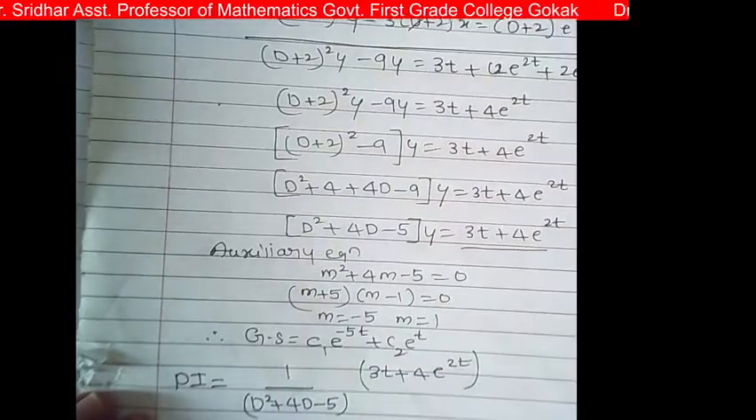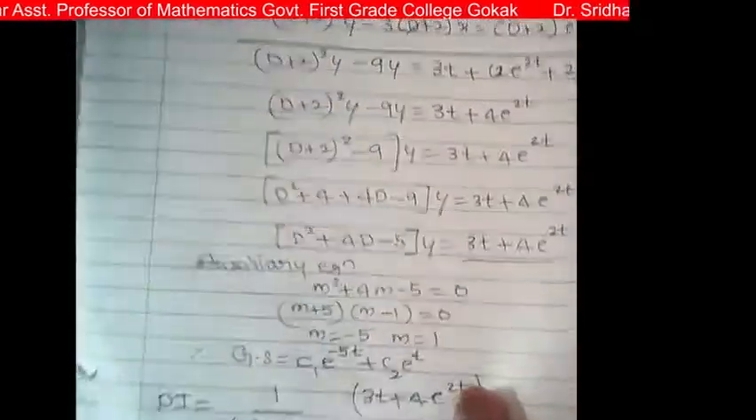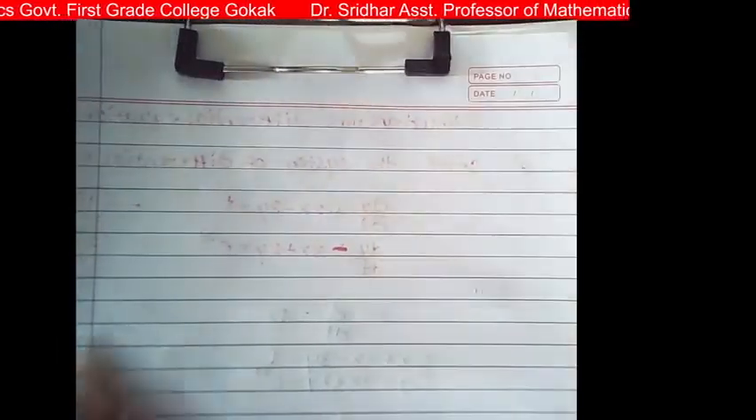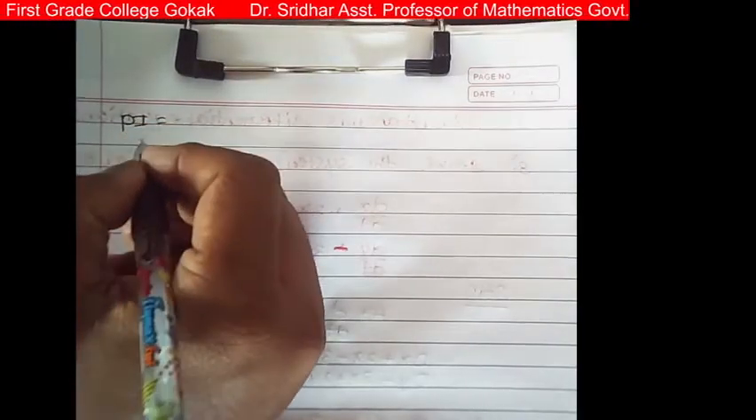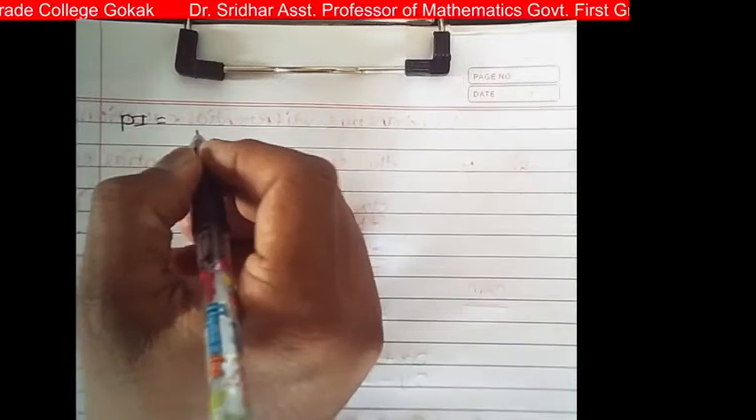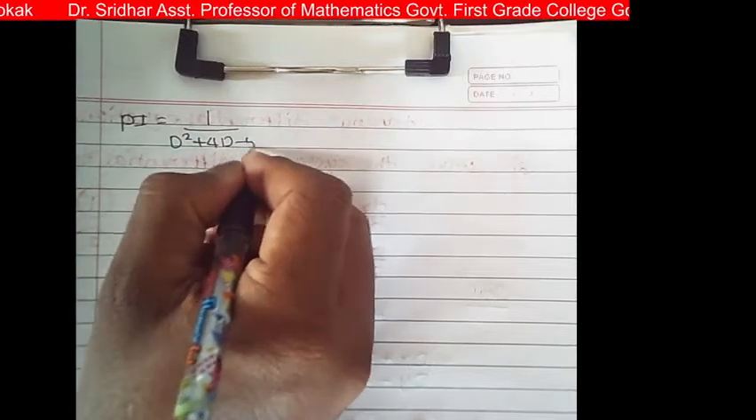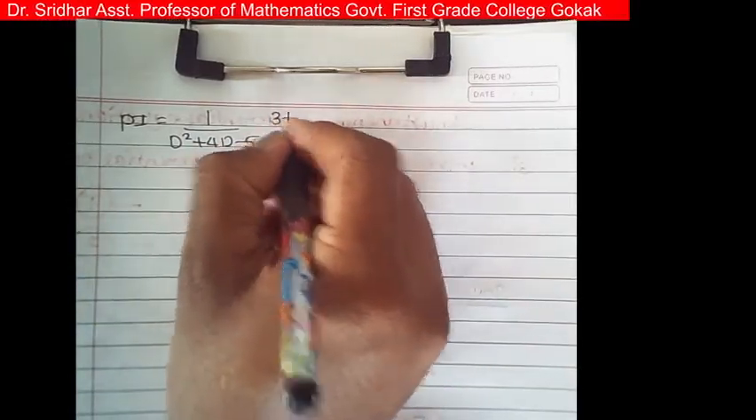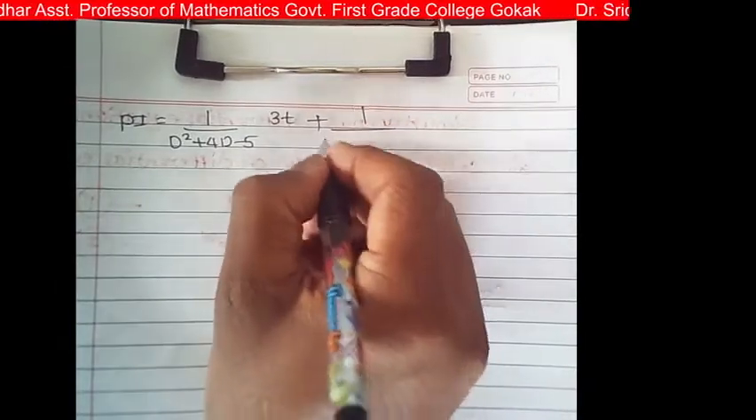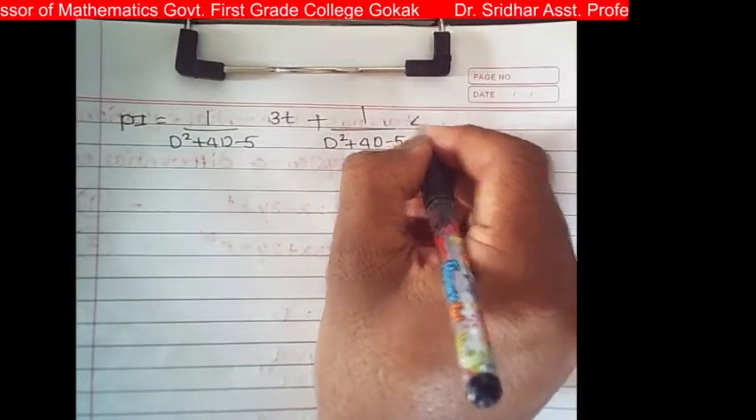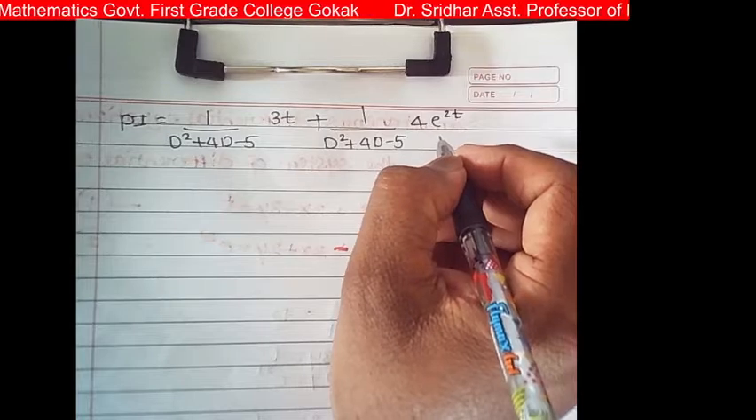Okay, so now this is equal to, okay, so therefore the particular integral is equal to 1 divided by D square plus 4D minus 5 into 3t, plus 1 divided by D square plus 4D minus 5 into 4 e raised to 2t.